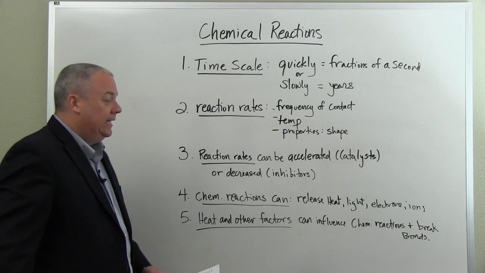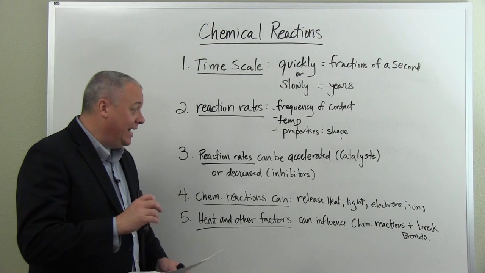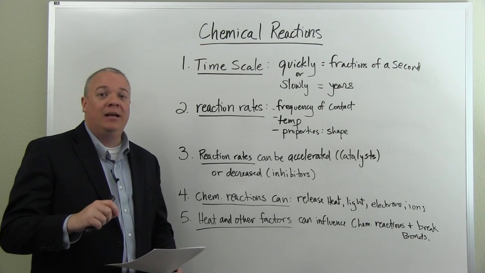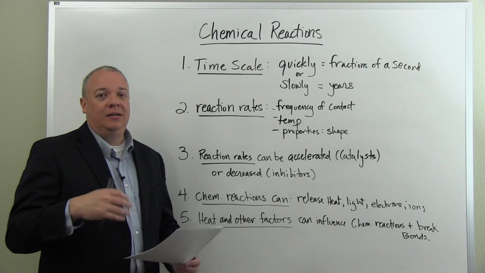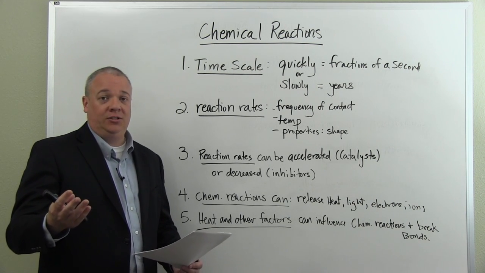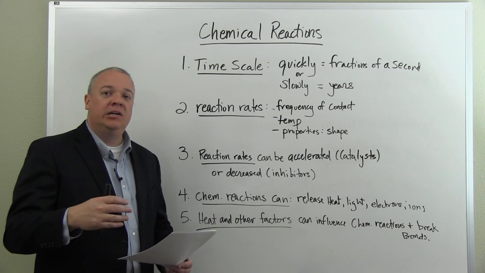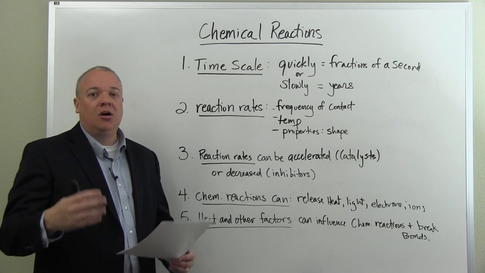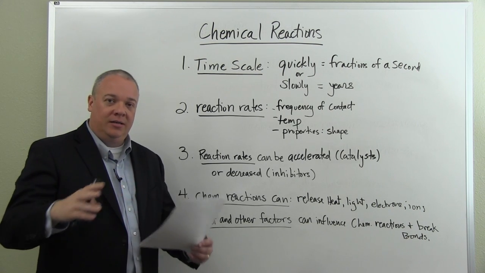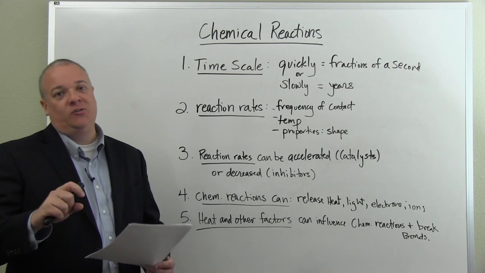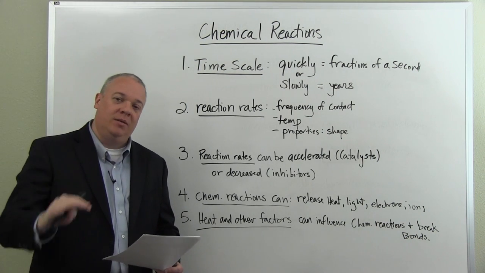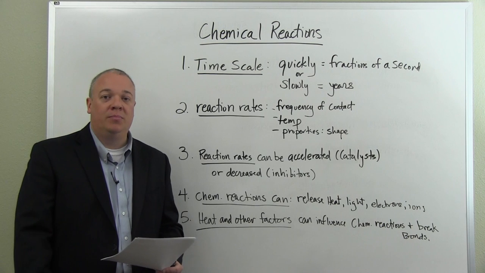And then finally, heat and other factors can influence chemical reactions and help break bonds. If you think in terms of breaking down carbon bonds, this is done obviously in the production of oil and related materials. You've got strong, stable carbon bonds that need to be broken down and split up. Heat is usually primarily used to help break those bonds, divide those things up, and then sort them out to their various functions and purposes.